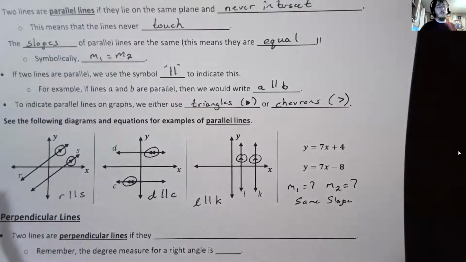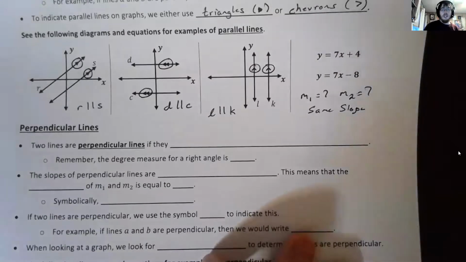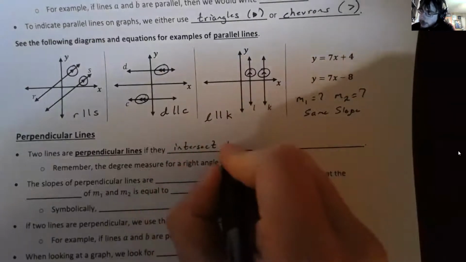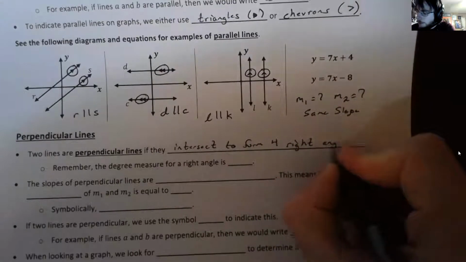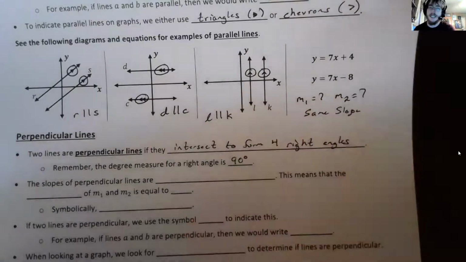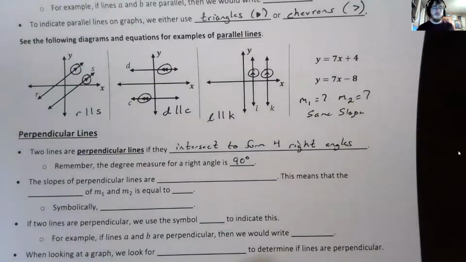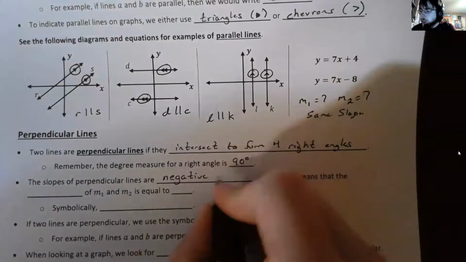All right, so let's talk about perpendicular lines. Two lines are perpendicular if they intersect to form 4 right angles. And a reminder that the degree measure for a right angle is 90 degrees. The slopes of perpendicular lines are negative reciprocals.